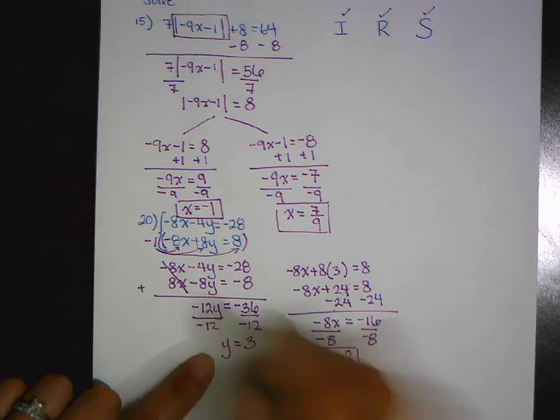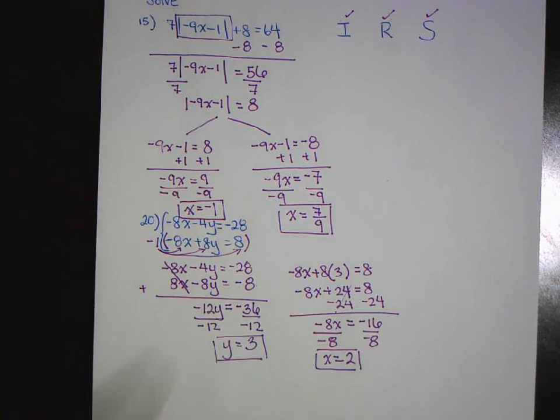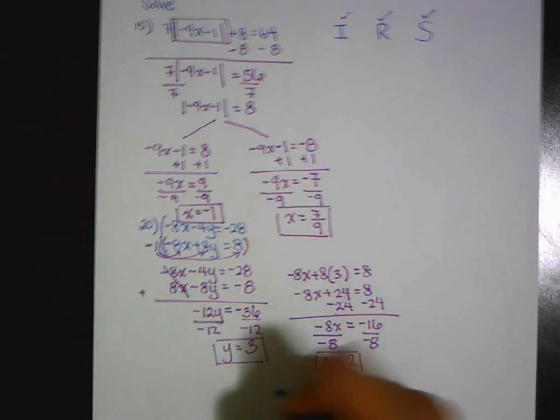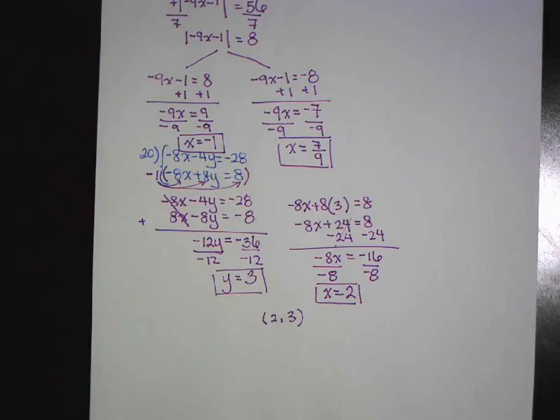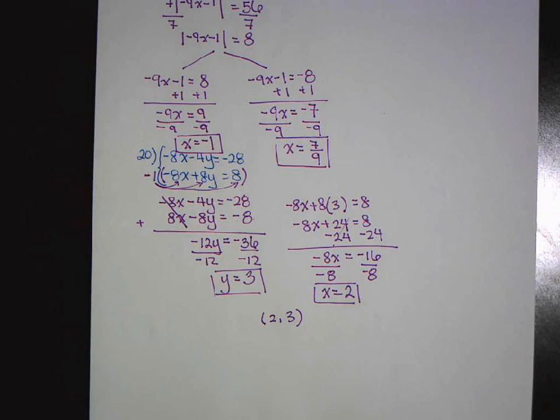Now you have x and y. You can write it as an ordered pair, like (2, 3), or you can just write it as x equals 2 and y equals 3. Either one of these will give you full credit. And that is a quick review of everything that we have done in Unit 3.